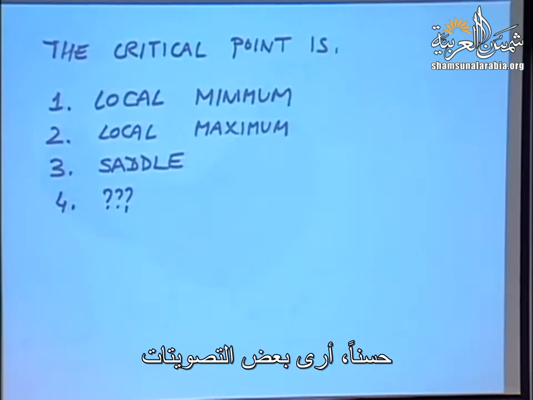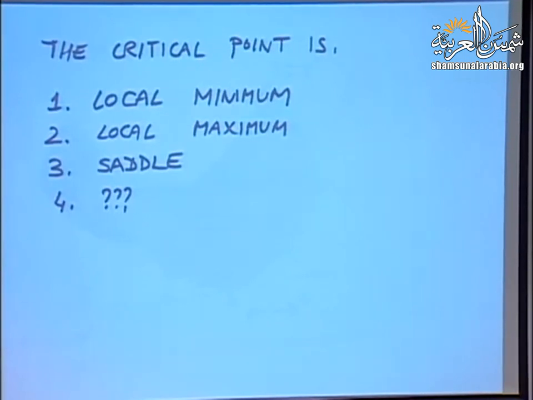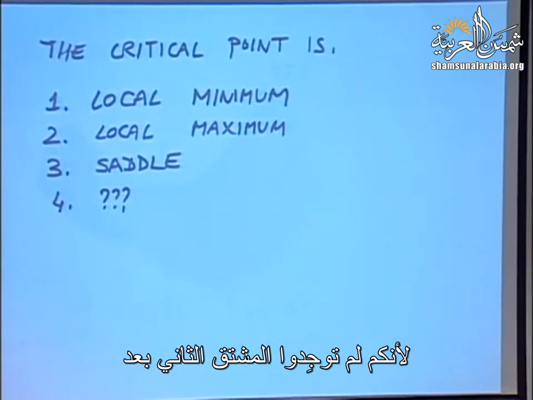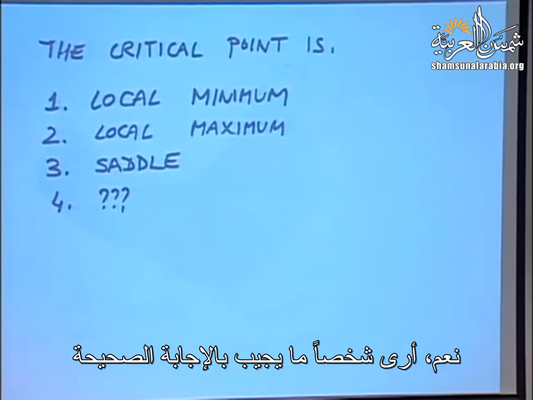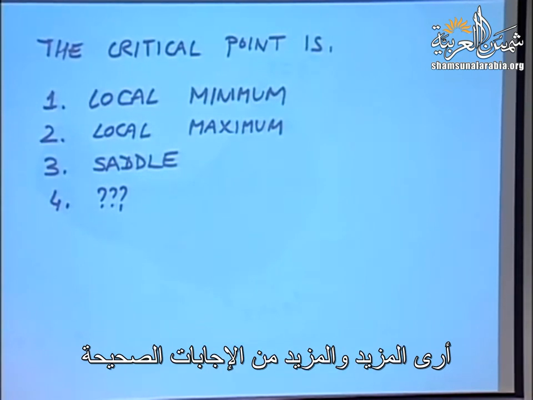Okay. I see some valid votes. I see a lot of people answering 4. That seems to suggest that maybe you haven't computed the second derivative yet. Yes, I see someone giving the correct answer. I see some people not giving quite the correct answer. I see more and more correct answers.